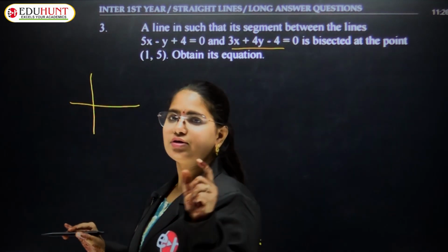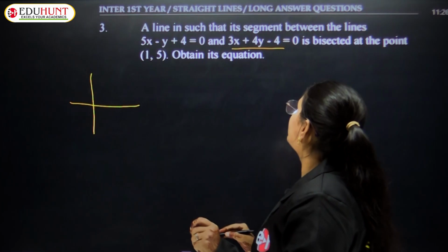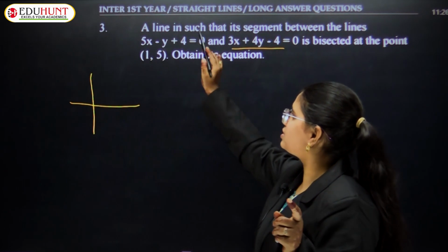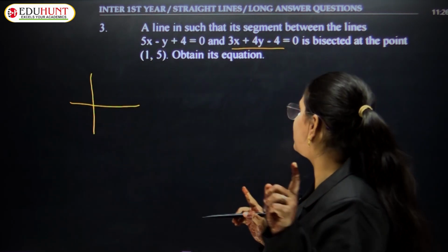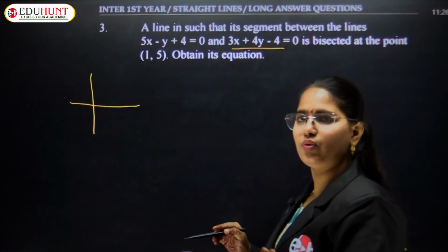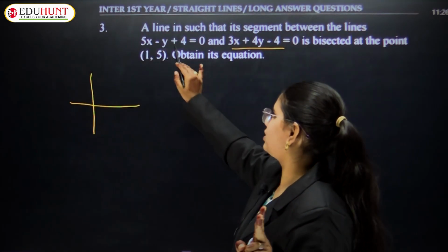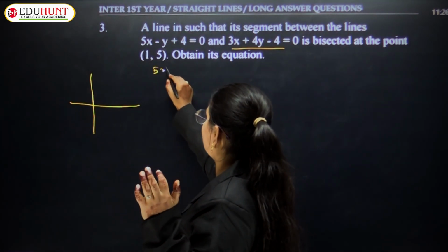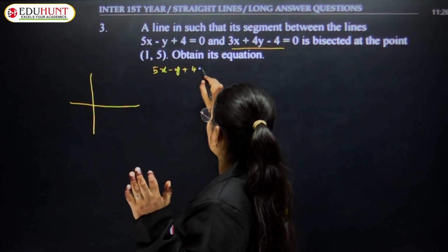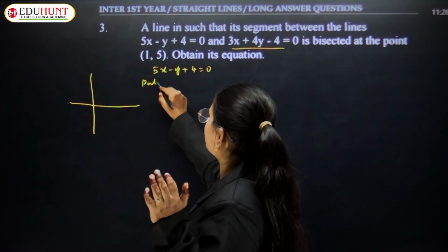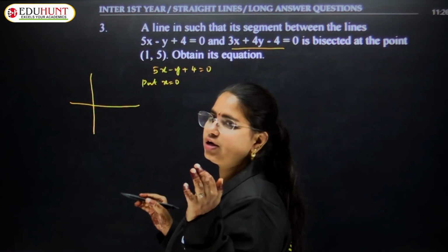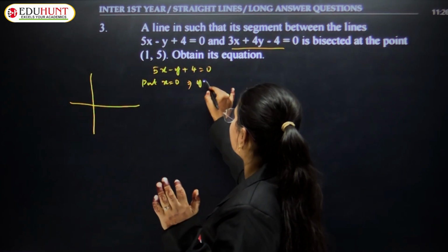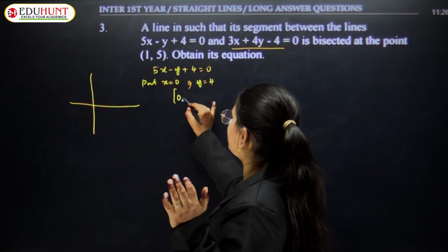That line equation is a segment which is located in between these two lines. What are the two lines? 5x minus y plus 4 equal to 0 and the other line is 3x plus 4y minus 4 equal to 0. First we will construct both lines. Let us plot 5x minus y plus 4 equal to 0 graphically. Put x equal to 0, and we get y equal to 4. So this becomes (0, 4).